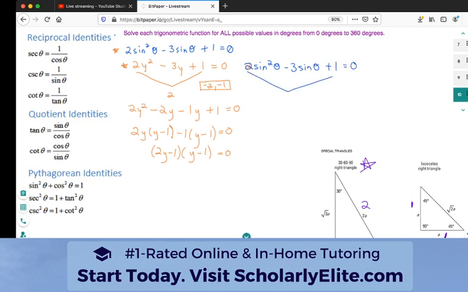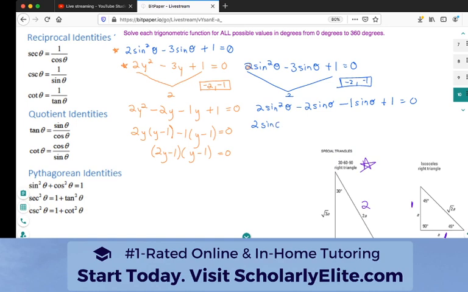Again, same old method. 2, find those two numbers, negative 2, negative 1, and then this is going to become 2 sine squared theta minus 2 sine theta minus 1 sine theta plus 1 equals 0. So you guys see how these two things align? They're the exact same thing. That's really why I use this other method, because it helps me visualize what it is I'm trying to do, and then I take it and apply it to what really matters and what I'm trying to understand.